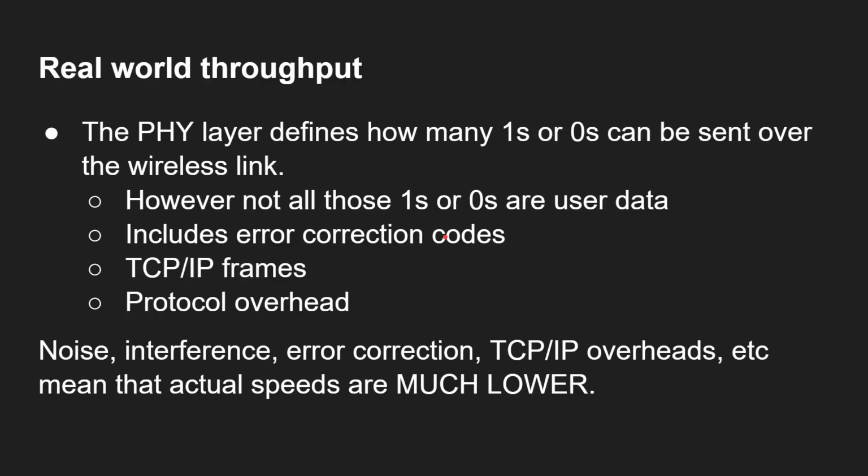Okay, couple of last slides. Now the physical layer defines how many 1s and 0s can be sent over the wireless link. Okay, and so that's when you talk about these theoretical speeds of over 1 gigabit. But not all those 1s and 0s are actual data that you want to send. Some of them, as I've said, include that error correction code. So you can see, for example, that by changing the error correction, which are additional 1s and 0s that are sent, you're changing the data you can send.